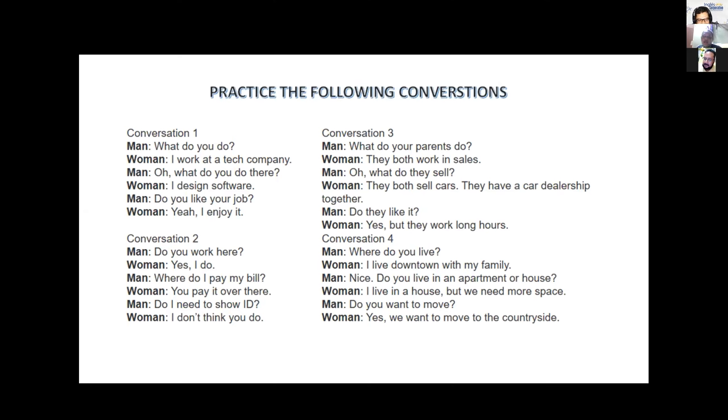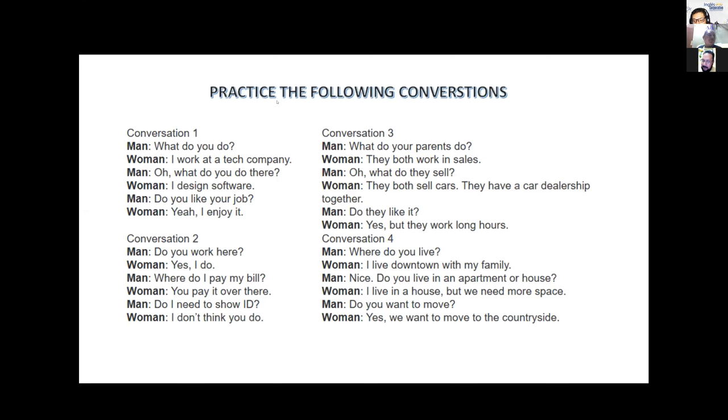Entonces la conversación 2 le dice, oye, ¿trabajas aquí? Claro que sí. ¿Y dónde pago mis recibos? Tú los pagas ahí. ¿Necesito demostrar mi ID? No, no creo que la necesites. Look at the third conversation.